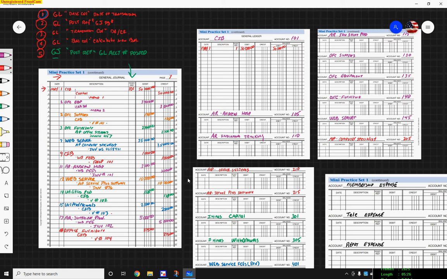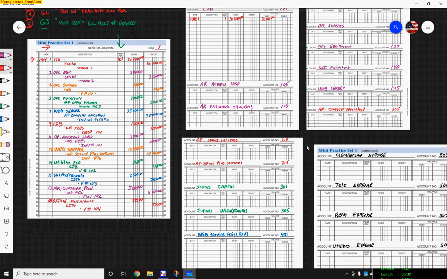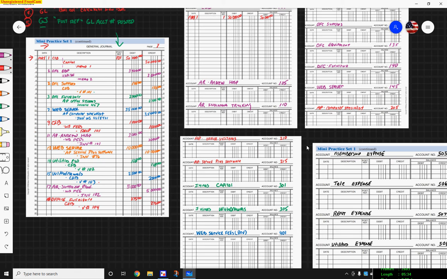Second part, capital. Let's go to our capital account. The date of the transaction, May 1. Where did it come from? Journal page 1. What was it? It was a $50,000 credit. No previous balance to speak of, so that's going to be $50,000. Go back to your general journal and put the account number posted, 301.